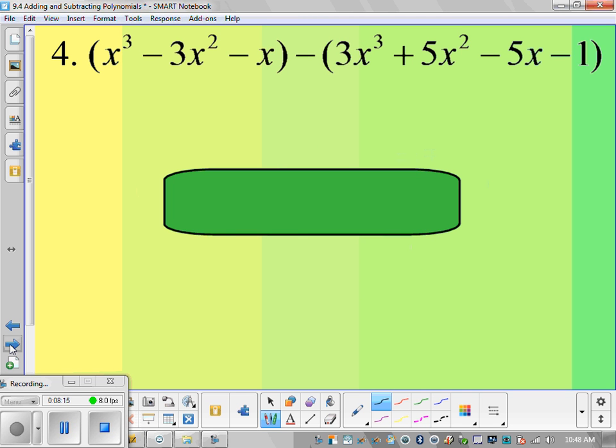So here's a new example. I'd like you to write it down and then pause the video, distribute your negative, and then combine your like terms. Come back to check yourself when you're done.